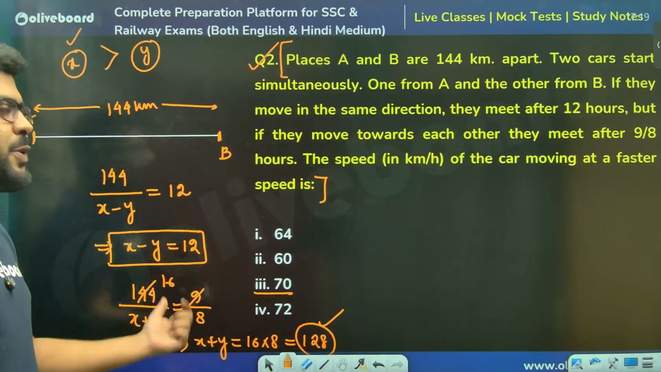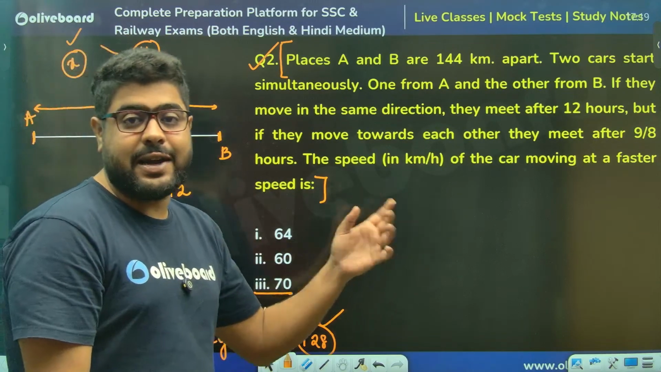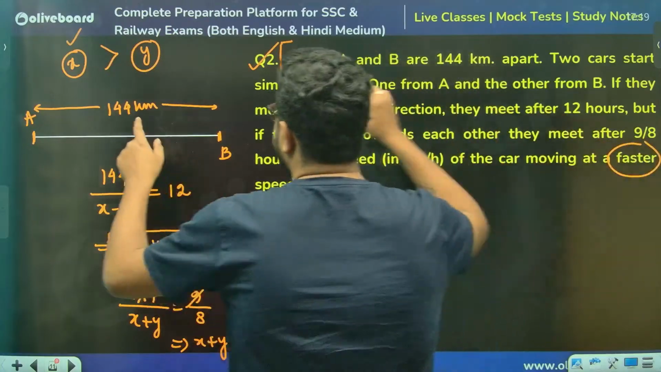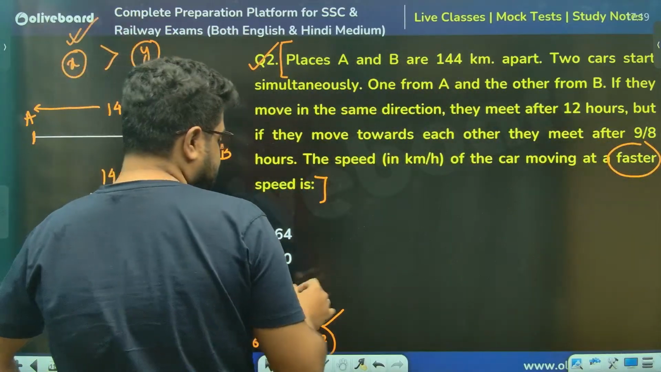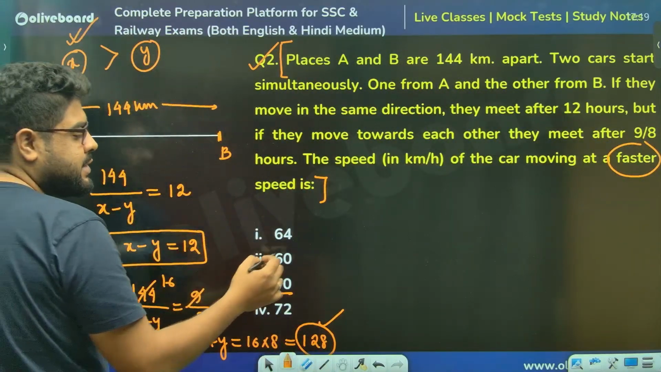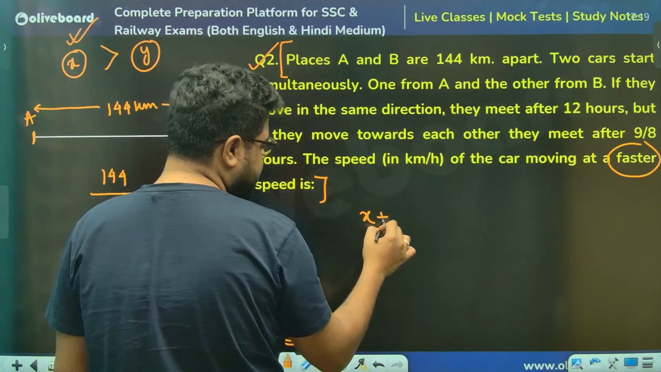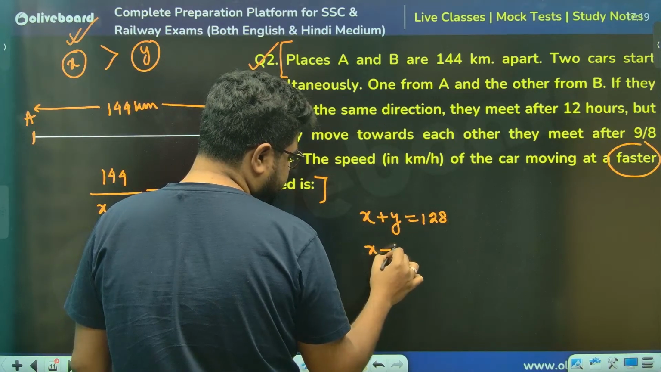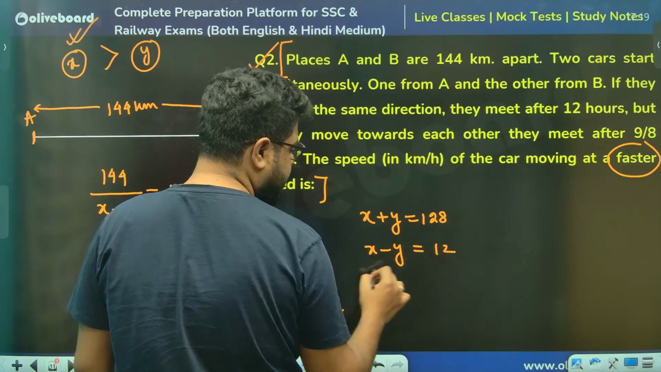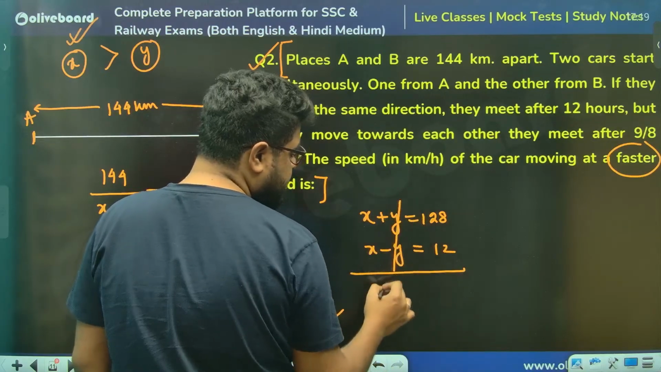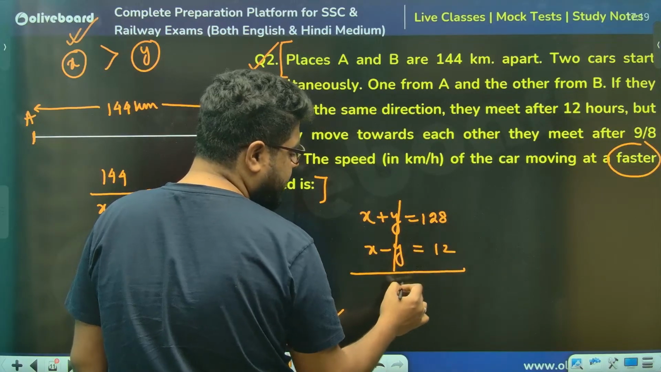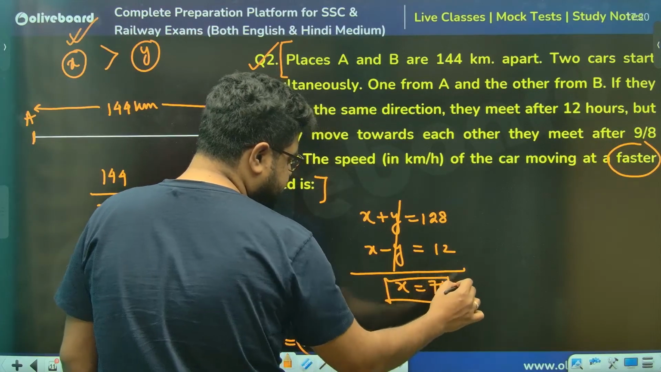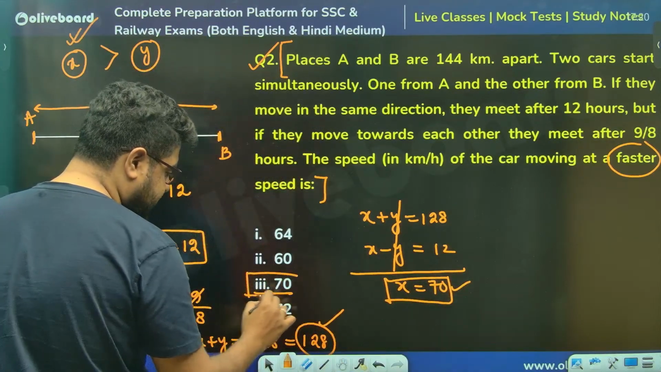Now, two unknowns, two equations. Anyone can solve this. But again, I need the faster car, meaning I need the value of x. So just add these two equations. If I add these two equations, x plus y is 128 and x minus y is, sir, how much? It is 12 given. So 2x is equal to 140, x will become, sir, 70. That's the answer.